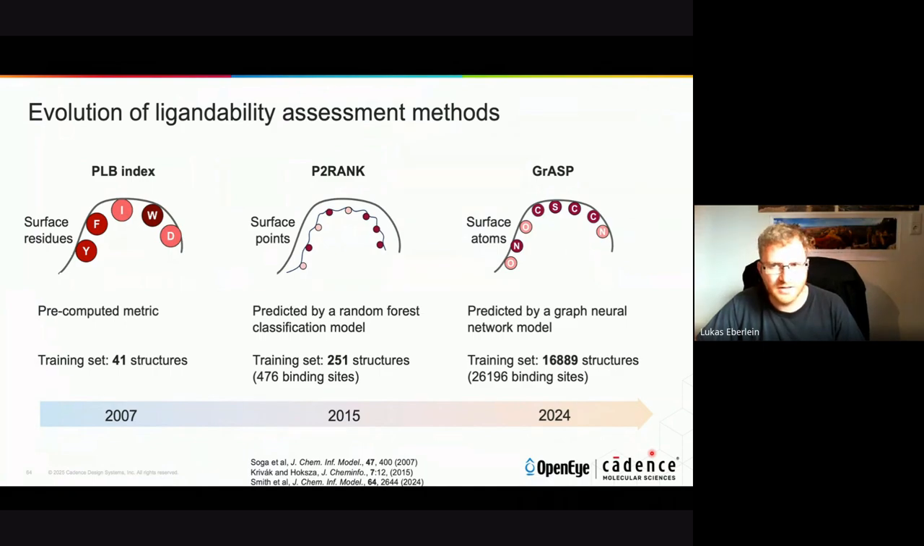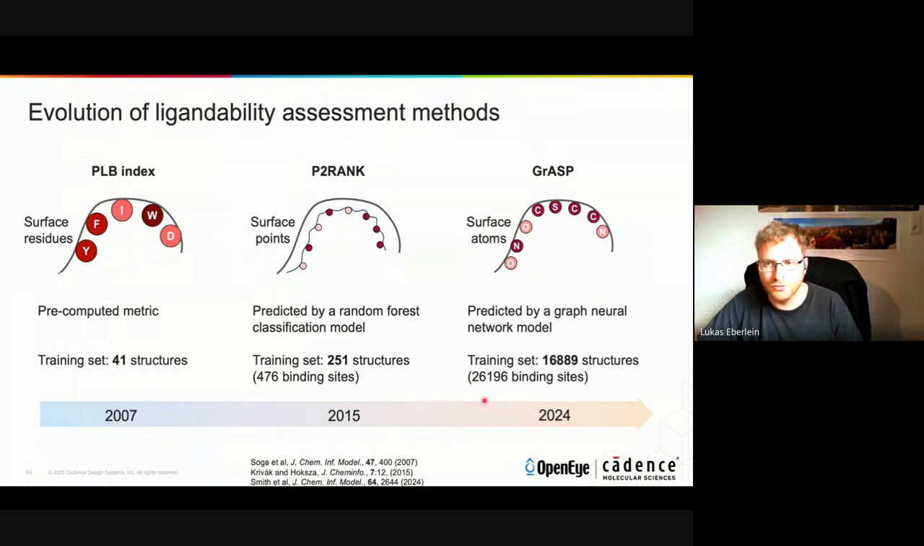About 10 years later, they developed P2Rank. They upped the training set by around half an order of magnitude to 251 structures. They used a random forest model, and instead of the surface residues, they looked at surface points. Each point on the surface of a pocket gets a certain score, and you rank the pocket based on the sum of the scores of the surface points.